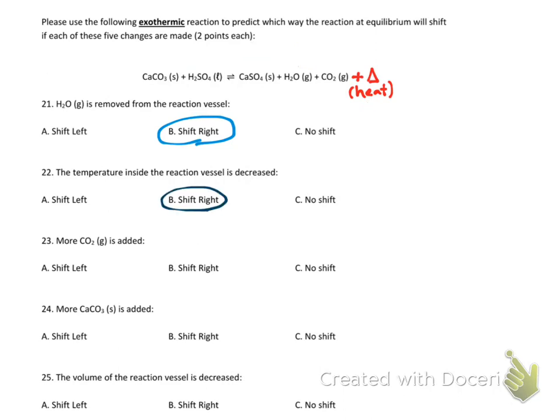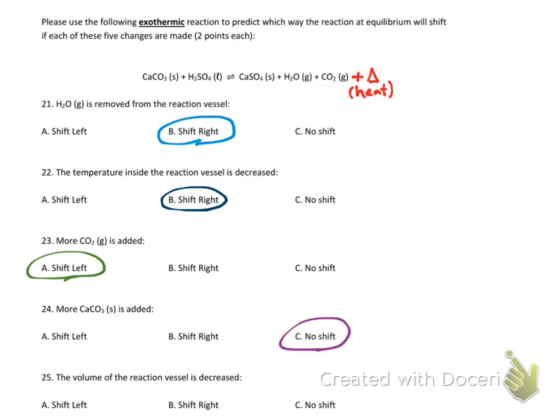Up next, we have more CO2 gas is added. So CO2 gas is a product. If we're increasing the amount of products, that means that suddenly we have too many products, so this reaction would have to shift to the left in order to reestablish equilibrium. The next one says more calcium carbonate is added. Now notice this is a solid. Do solids affect our equilibrium, our value of Q, and our comparison of Q and K? Will adding or removing a solid shift the reaction? Nay. So this is going to do neither.